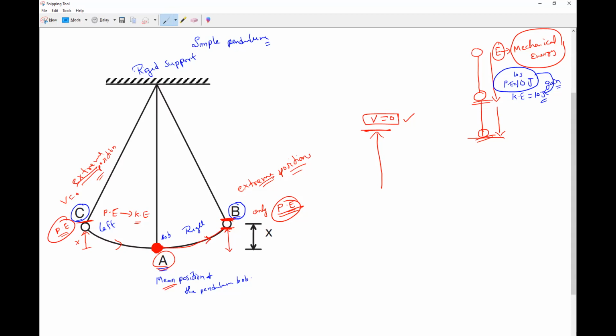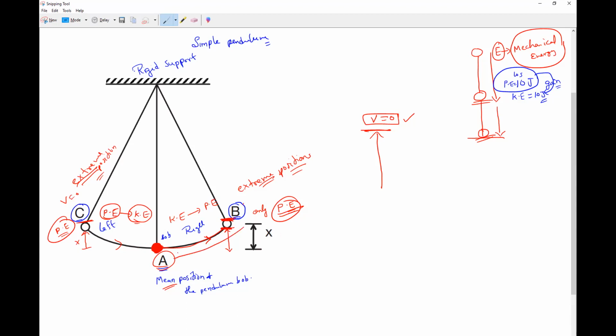So at point A, it has maximum velocity. As the pendulum bob moves towards the mean position, either from C to A or B to A, what will happen, guys? The total potential energy is converted into kinetic energy. Now again the bob is moving from A to B. Then what will happen? The kinetic energy is converting into potential energy on reaching B. Now again from B to A.